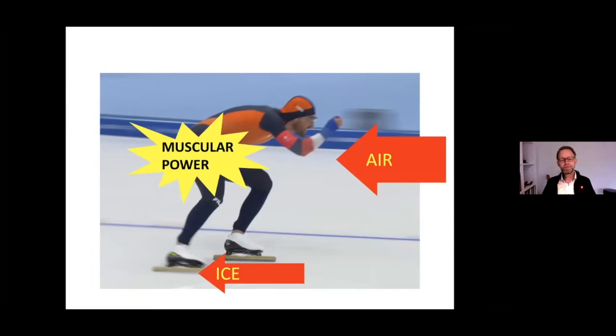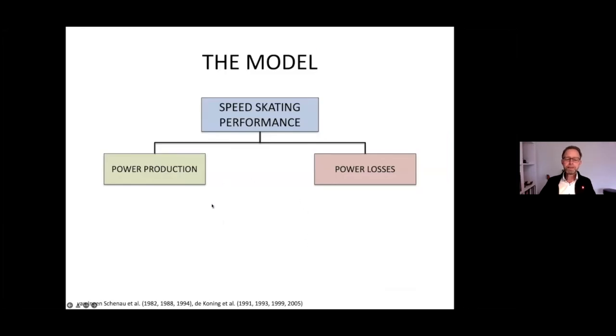Now, these frictional forces act on the body, but when the body is moving, these forces cause a certain loss of power. So if we just explain what's going on with the athlete, we can best explain it based on power losses and power production. So on one side, you have the power production of the athlete, and on the other side, you have the power losses from the environment. And this will result in velocity. So the velocity is the outcome of the power produced by the athlete and the power lost to the environment. Well, this can be put into a model.